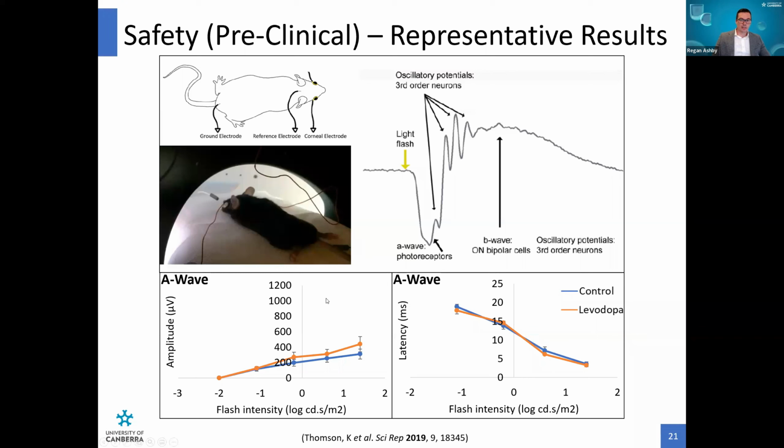And what I'm showing you here is the data for the A wave, which represents the output from the photoreceptors. What you can see here is the amplitude of the response and the latency of the response, so the time to which it responds. For the photoreceptors, it is no different between a control animal and a levodopa treated animal. So the ERG outputs from these animals, be it the A wave, the B wave, or the oscillatory potentials, were unaffected by chronic treatment periods. In this case, it's the mice, so that's 9 months of treatment with levodopa, so no change in ERG output.